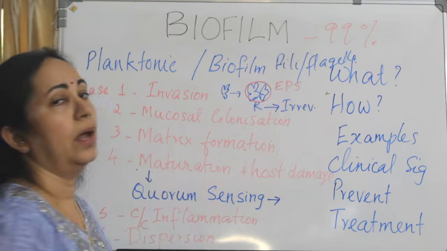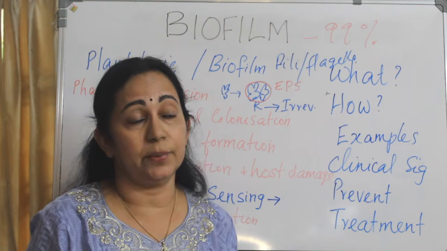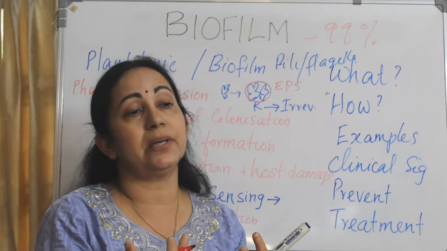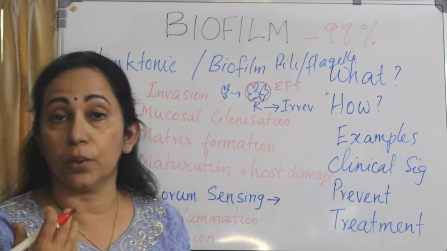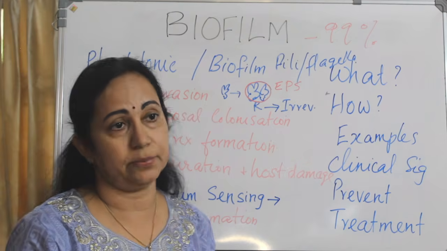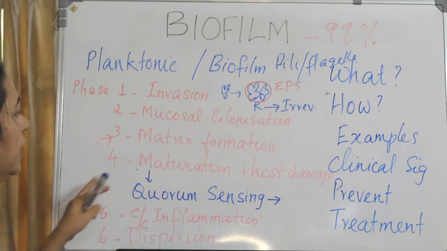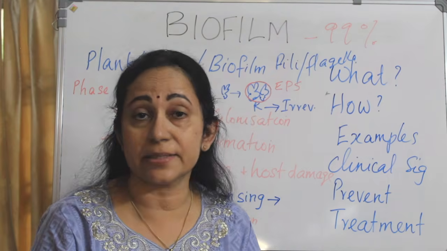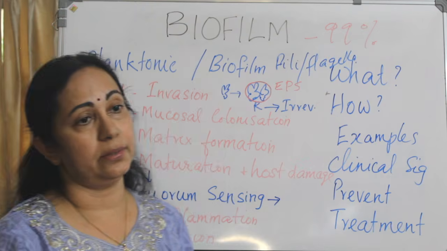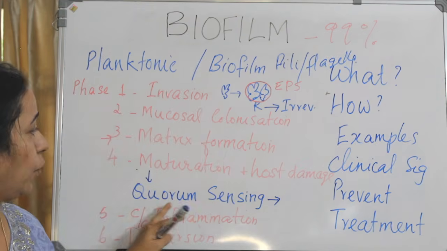After that, the bacteria become very active because they got the protection of the EPS, and they block the host cell defense mechanism. So that is phase 3, the matrix formation, and after that inside it the bacteria get matured. There is maturation by means of quorum sensing.